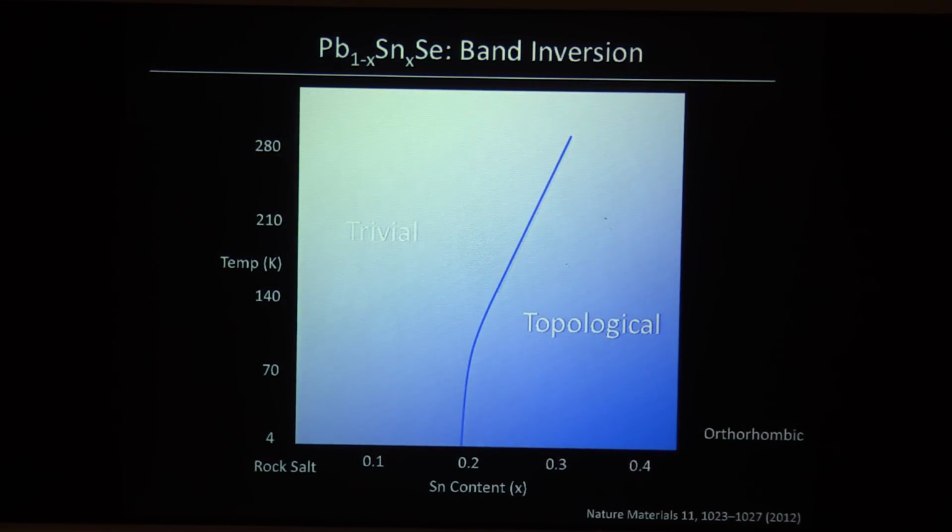So here's a cartoon of a phase diagram for one of these topological crystalline insulators. So remember that it's lead tin selenide. Here's the tin content. Look at this number, 0.2. 0.2 means that 20% of lead atoms are replaced by tin atoms. This is a highly disordered system. Okay? All right. So as you change the tin content, you go from a trivial phase to a topological phase, meaning that the bands actually close and then open again, and they result in this topological band inversion.